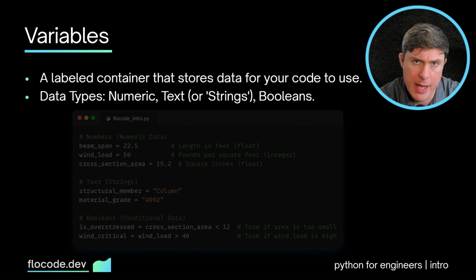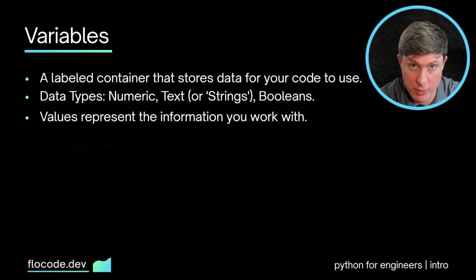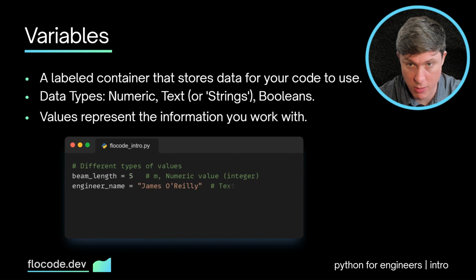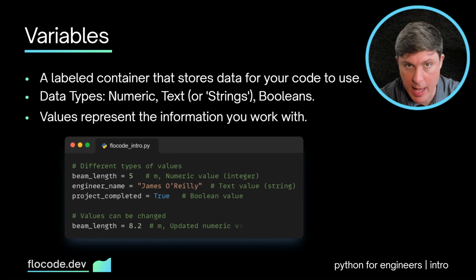The next concept is value, and this one's pretty straightforward. This is the actual data that the variable stores, and it can be changed throughout your program as calculations progress. And this is the feature of a dynamically typed language. For example, if the beam is 5 meters long, the value is 5.